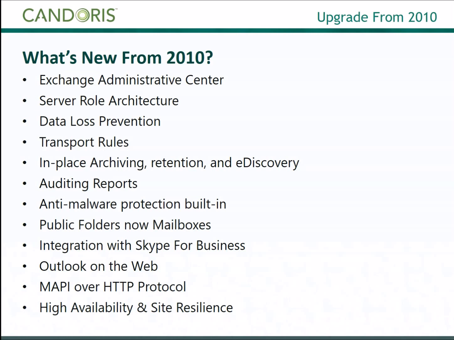Data loss prevention. With the DLP policy in Exchange 2016, you can now identify, monitor, and protect 80 different types of sensitive information. This is an important improvement and can help prevent sensitive data from being shared over email. Some examples might include social security numbers, credit card numbers, or industry trade secrets.